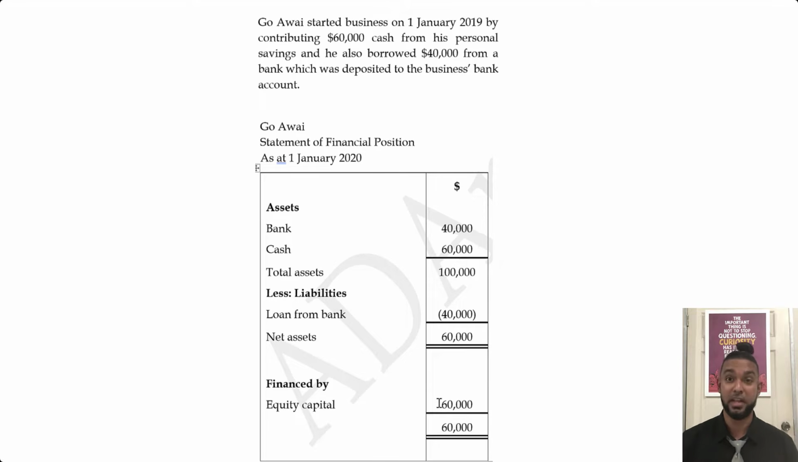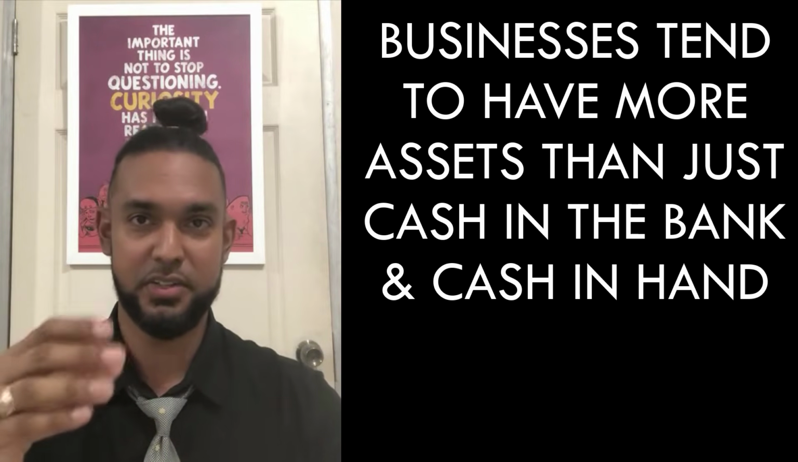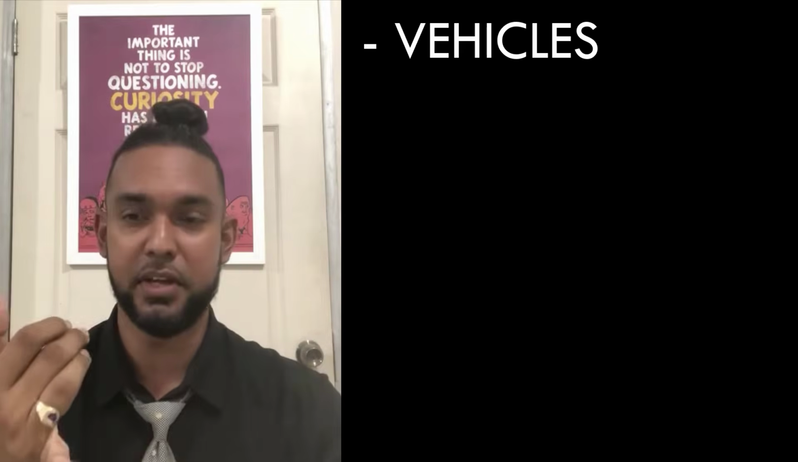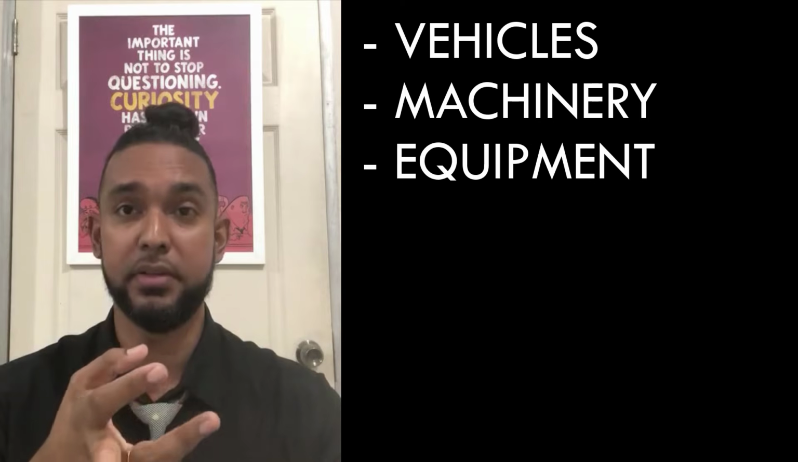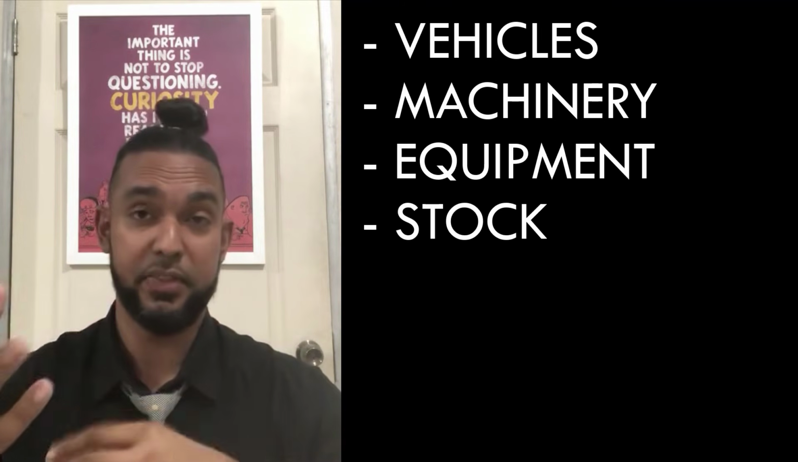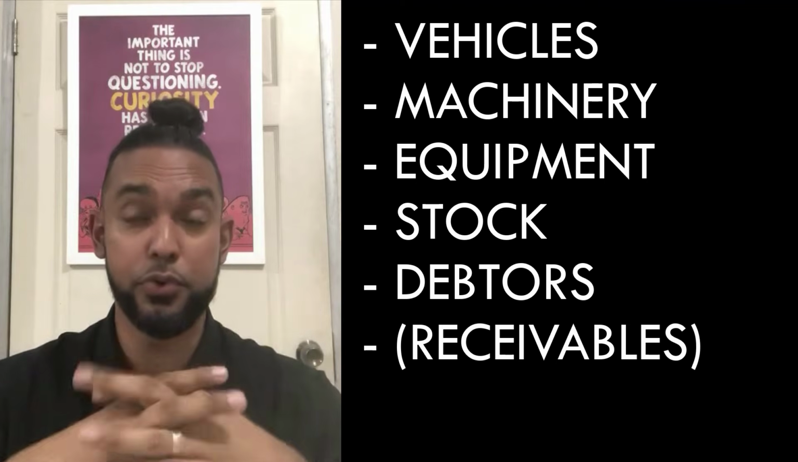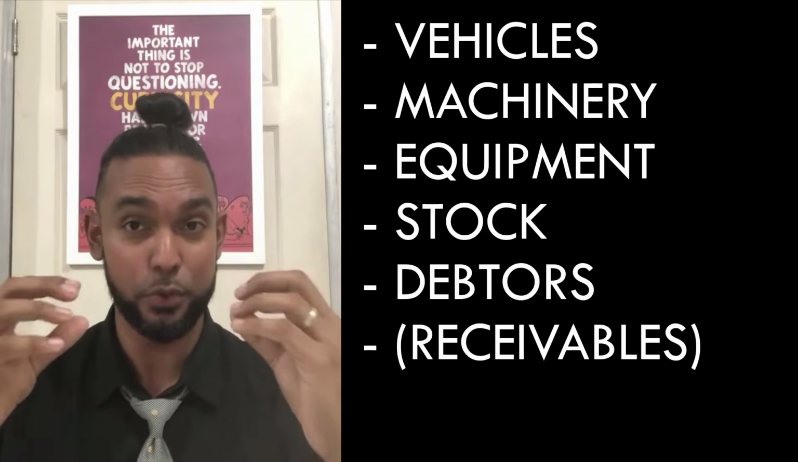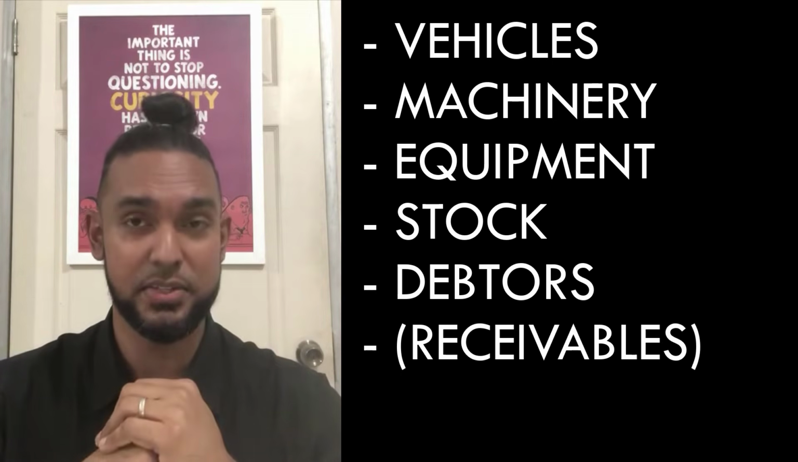Okay, let's take a look at the next item. As most of you watching this video may know, businesses tend to have more assets than just money in the bank and physical cash in hand. They have things like vehicles, machinery, equipment. Earlier in the video I mentioned stock, and we know about selling things on credit and having debtors or accounts receivable. So a lot more detail, a lot more assets, can go into a balance sheet.